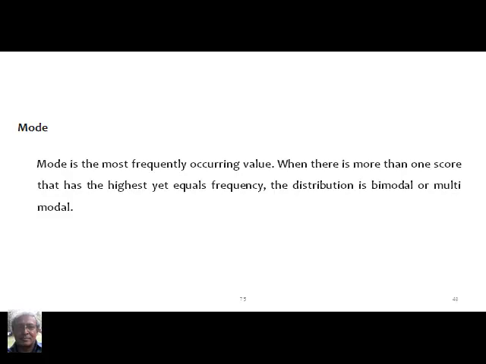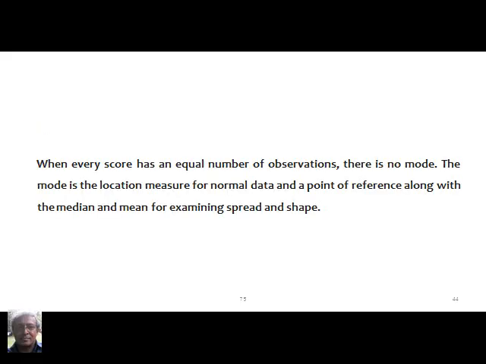Mode. Mode is the most frequently occurring value. When there is more than one score that has the highest yet equal frequency, the distribution is bimodal or multimodal. When every score has an equal number of observations, there is no mode. The mode is the location measure for nominal data and a point of reference, along with the median and mean, for examining spread and shape.